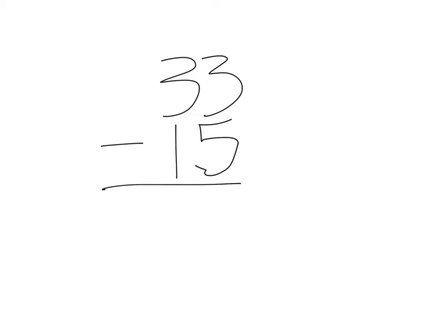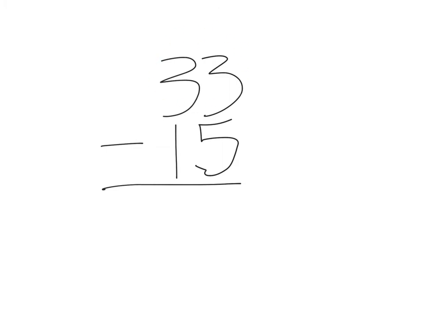Now this works fine because you can see that our lower number here, our bottom number 15, is smaller than the top number, and when we subtract we must always subtract our smaller number away from our larger number. So overall this is going to work.